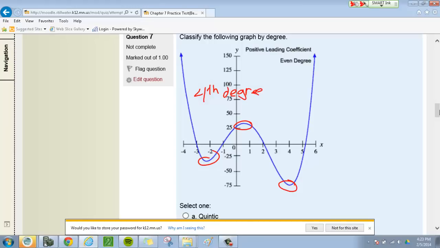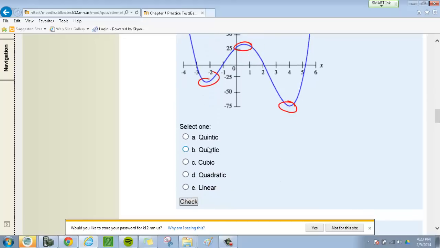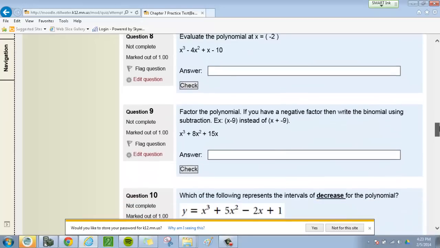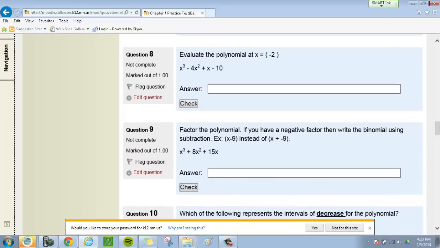And the 4th degree was that quintic again? Let's look at my notes again. Yeah, that's it. Quintic. No, quartic. Quartic. So let's go over there. Select quartic for this one, if I got that one right. And we're moving on. Oh, here we got to evaluate the polynomial at x equals -2. So here, this is where you guys are going to make a big mistake on this one.